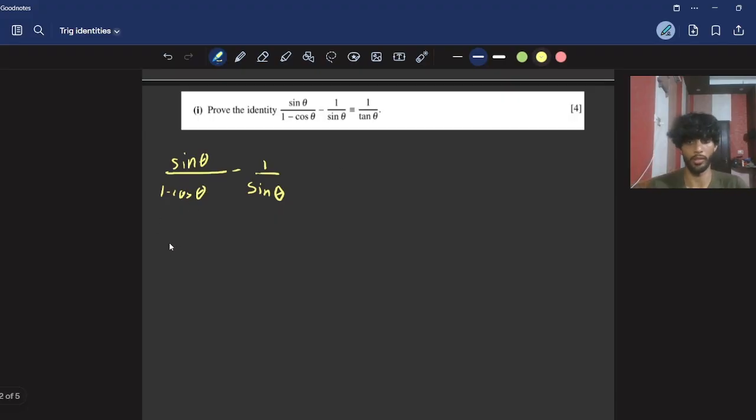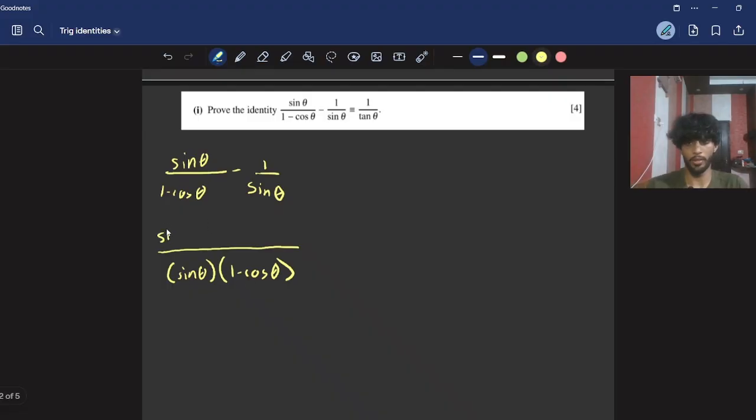You can make it into one fraction. Essentially, this will become sine theta times 1 minus cosine theta. And one thing, don't expand the brackets unless you really have to. In the numerator, you can go ahead and expand them if you want to. In the denominator, you keep them until there's nothing else you can do. If there's nothing else you can do, then you can go ahead and expand the denominator brackets. Right now, I'm just going to leave them as they are.